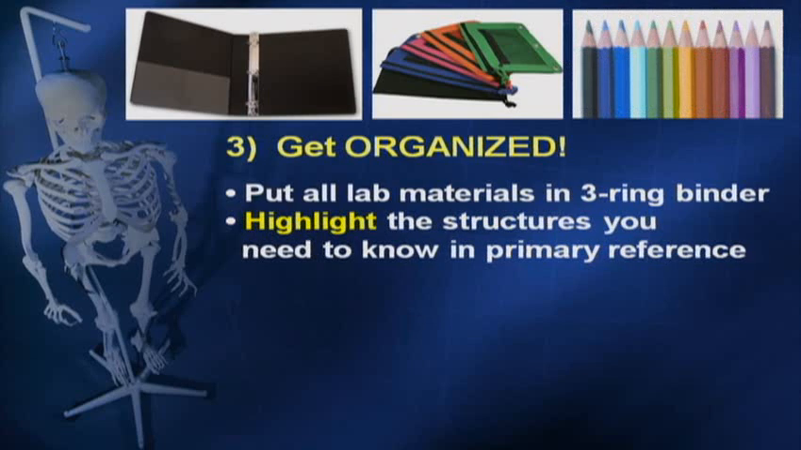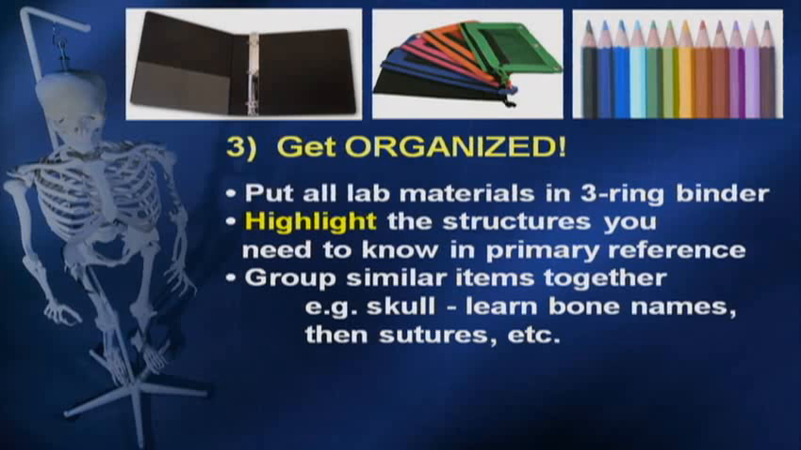In addition to that, getting organized means highlighting the structures that you need to know. Since you're never going to be required to know everything in the skeletal system, you're going to need to know specific learning objectives. You need to highlight the structures, for example, on the skull, that you need to know before you come to your lab. That way you're really well prepared for focusing on just what you need to know and not worrying about anything else. So you highlight those in your primary reference, which is your textbook or your lab manual or your photographic atlas, whatever you're using as your primary reference for your lab.